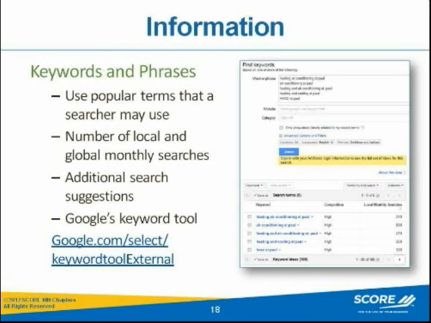Now, Google has a free keyword tool that you can use to find out what type of terms and keywords people are using for your business area. You can see the reference here on the screen. Go to that address, type in some keywords you find would be a good fit for your business, and then see what Google tells you about the actual words that people are using in the searches they are making.